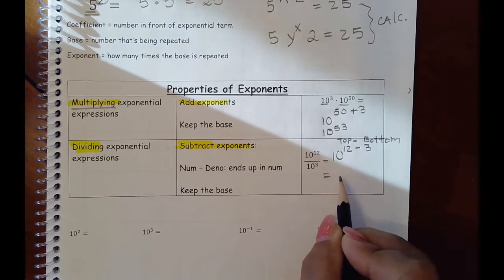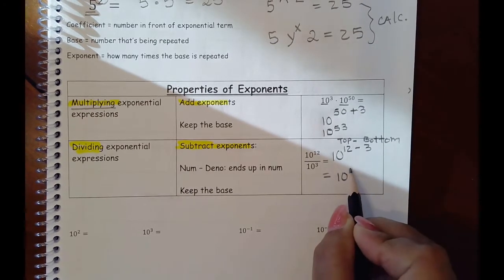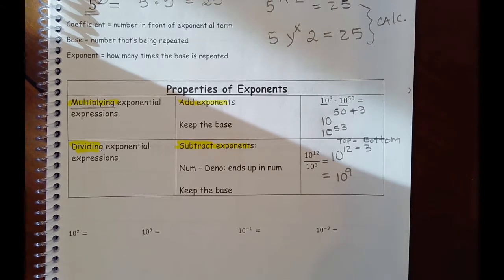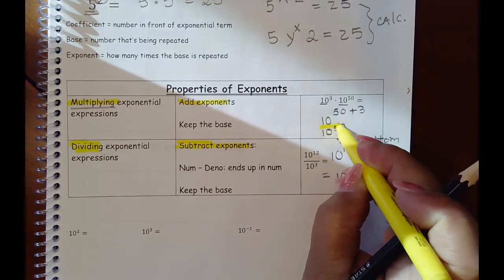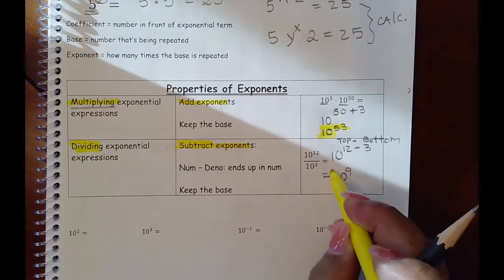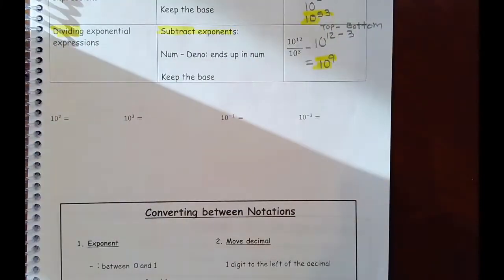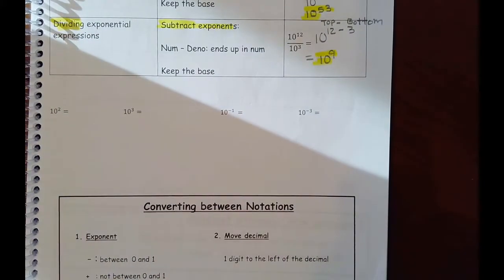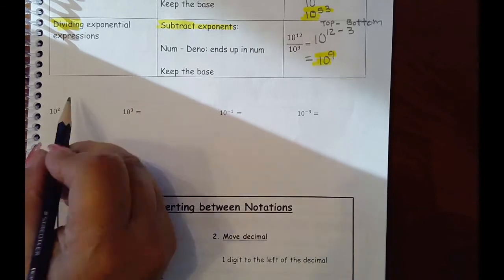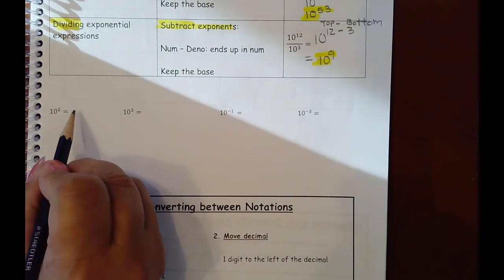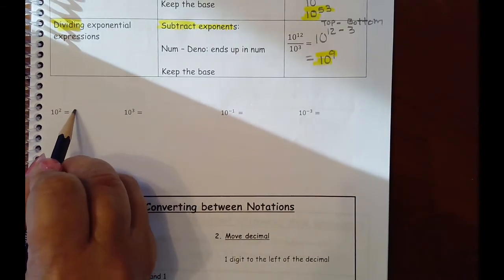Okay, so this ends up being 10 to the 9th power, and this is our final answer here. Okay, moving on to each of these, just making sure that you know how to expand properly and get an answer by hand. You can use your calculator to assist.